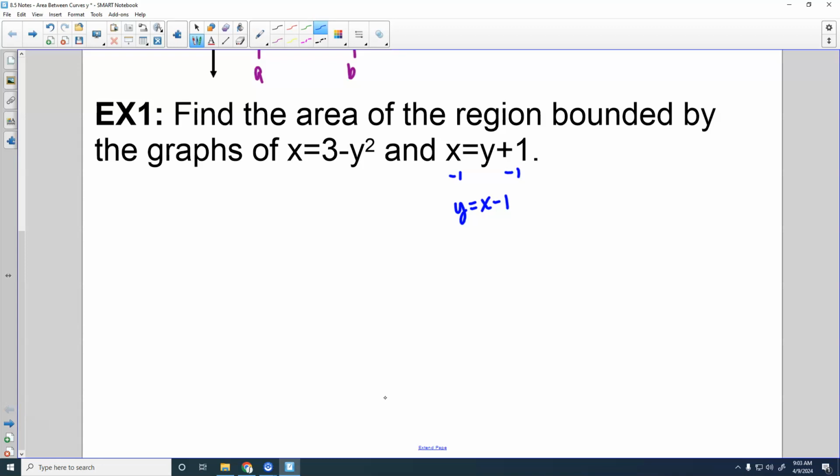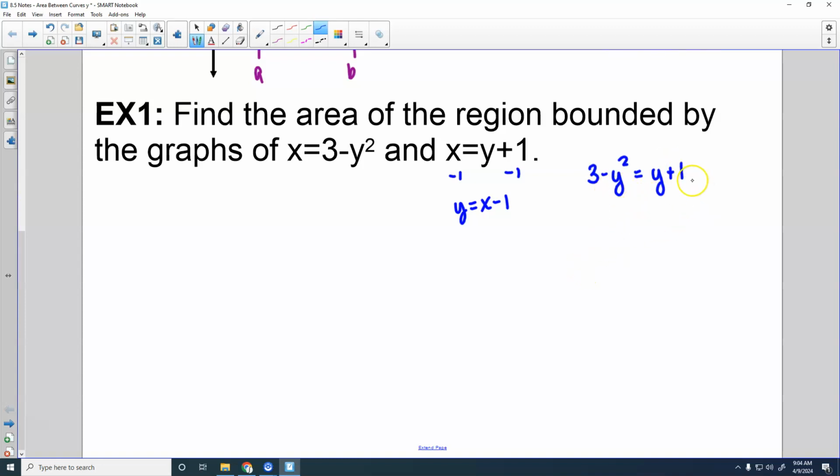Actually, before we even do a graph, it'd probably be helpful to know where these cross, right? Because if I know where they cross, then I can kind of know what I need to do on my graph, right? Do I need to go from negative 5 to 5, or do I need to go from 0 to 10, or what do I need to graph? So if I want to see where these cross, what do I do? Set them equal to each other. They're solved for x this time, so we'll have y's instead of x's, but we just set them equal to each other. So we'll have 3 minus y squared equals y plus 1.